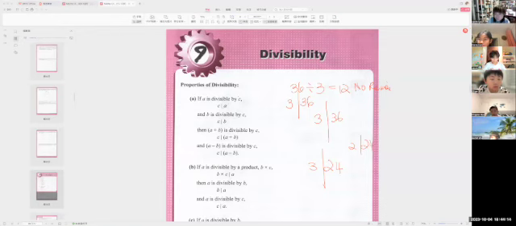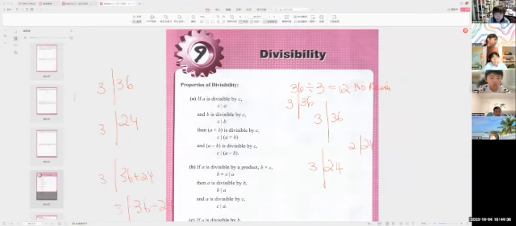Okay, if one number is divisible by another number, for instance, A is divisible by C, and B is also divisible by C, then A plus B is divisible by C as well, and A minus B is divisible by C. What does it mean? Let's take a look at this one, Jason. 36 is divisible by 3. 24 is divisible by 3. So 36 plus 24 is also divisible by 3, and 36 minus 24 is also divisible by 3. Get it, everybody?